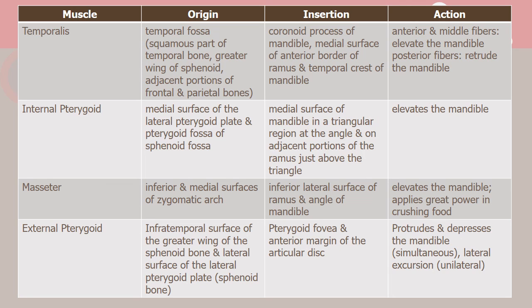Okay? So this is a table summarizing the four muscles of mastication. So again, notice here the last column. The temporalis muscle, the internal pterygoid, and the masseter all produce elevation of the mandible. Only the external pterygoid muscle is capable of depressing and protruding the mandible by virtue of their simultaneous contraction. When unilateral contraction occurs, there is lateral excursion.